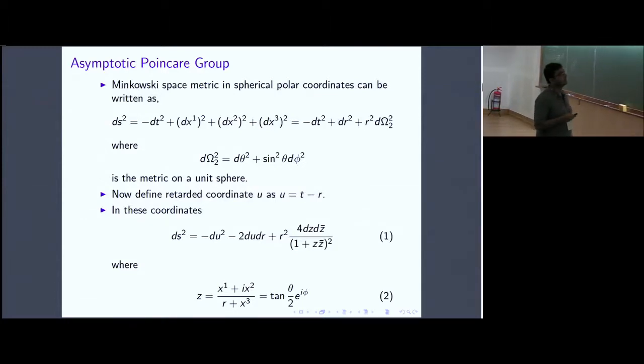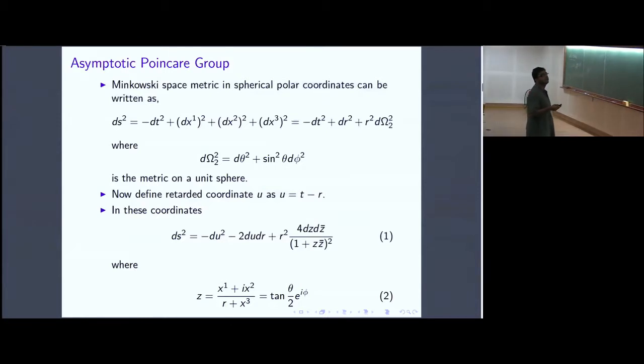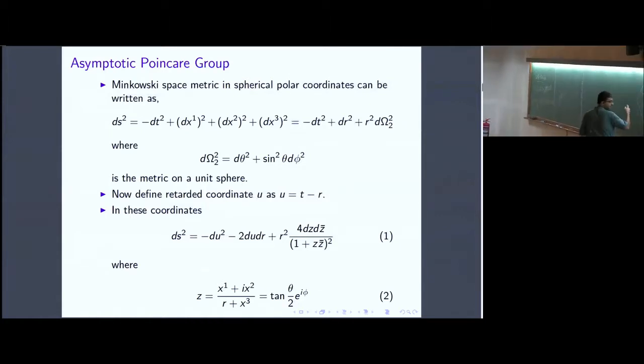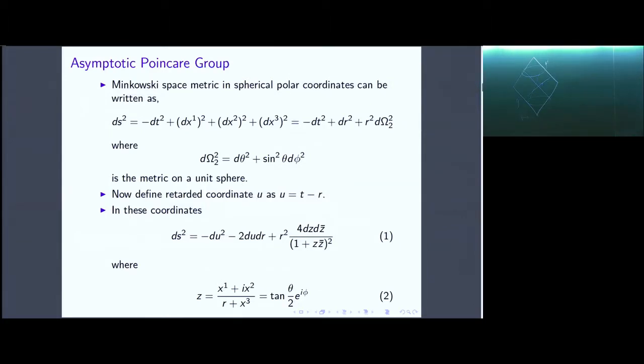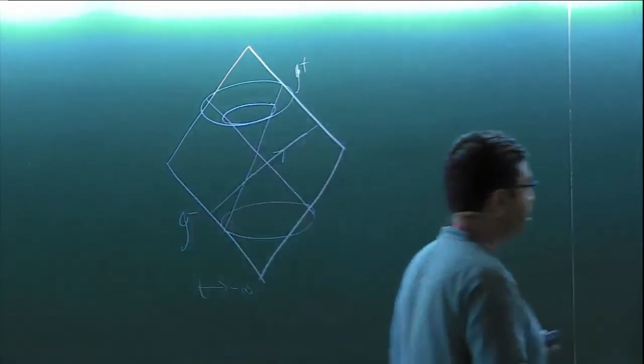So let me just explain this thing. We have this Minkowski space in 4 dimensions, and we write the metric in spherical polar coordinates. That gives me minus dt squared plus dr squared plus r squared times d omega squared. This is actually the metric on the sphere. So you can think of this as just the sphere which is here, the metric on the cross section of this cone.